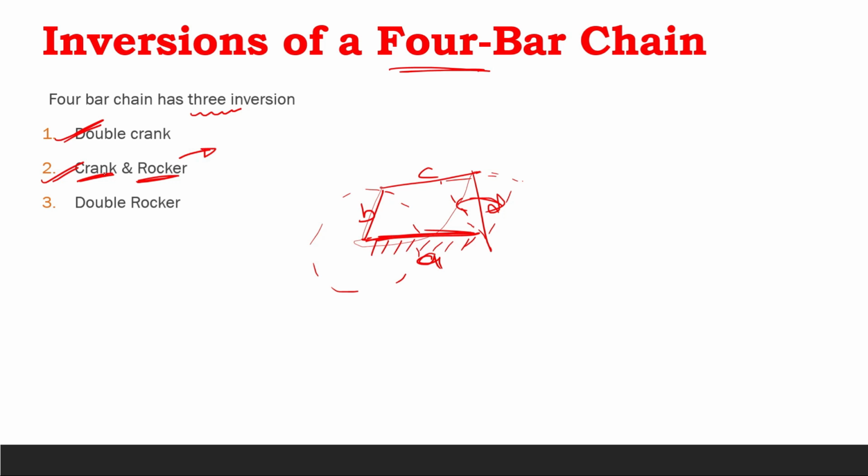What is the meaning of crank? A crank makes a complete rotation, 360 degree. And what is the meaning of rocker? Rotation but not complete, the rotational angle is less than 360 degree. And what is the meaning of a double rocker? That is, 2 links are rotating at an angle less than 360 degree. And remember that in this mechanism one link will act as a crank, because 4 links are there. Out of 4, 1 is fixed, 2 are rockers, and the remaining 1 is crank.